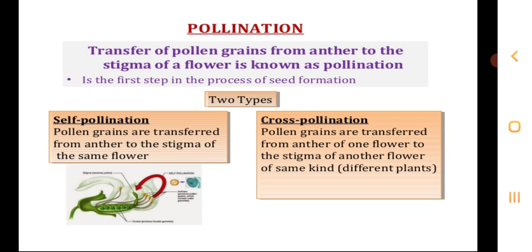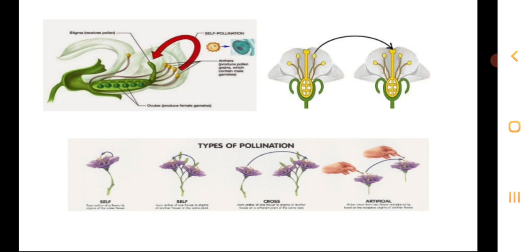There are two types of pollination: self-pollination and cross-pollination. In self-pollination, pollen grains are transferred from anther to the stigma of the same flower. This must be noted down. In cross-pollination, pollen grains are transferred from the anther of one flower to the stigma of another flower of the same kind but on a different plant. You can see through this figure also.